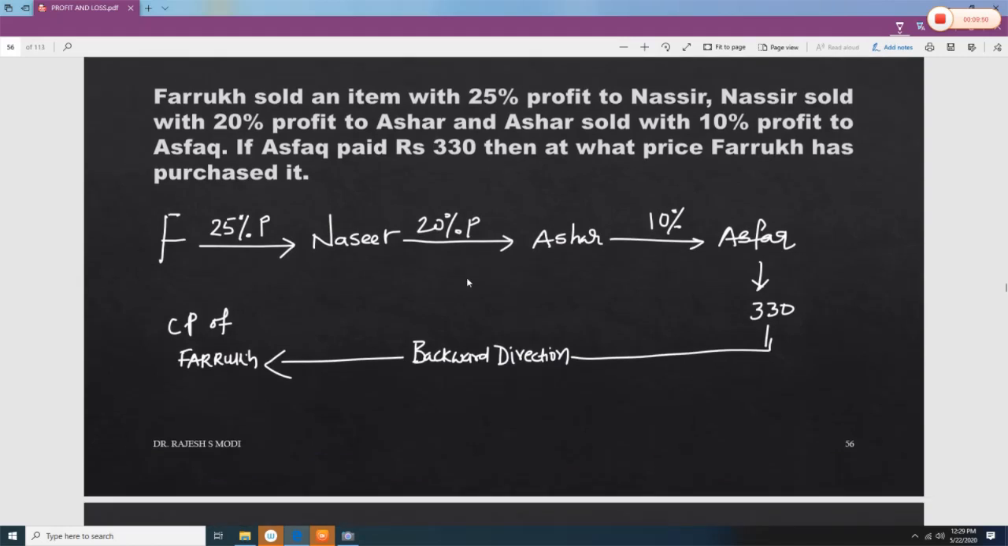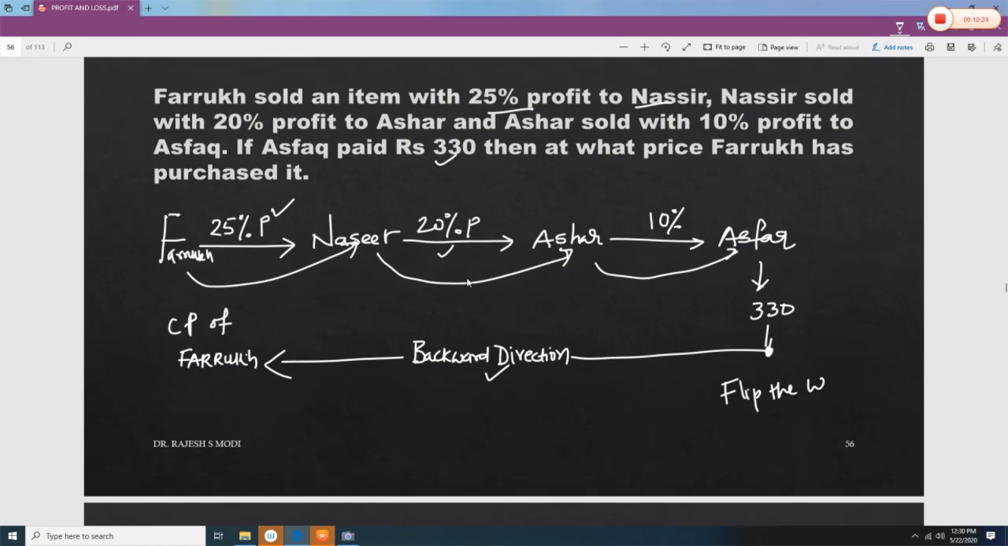Next, Farooq sold an item with 25% profit to Nasir. Nasir sold with 20% profit to Asar. Asar sold with 10% profit to Asfaq. And Asfaq purchased at 330. Now from Asfaq's value, we have to find out the CP of Farooq. So it's a backward direction, so you have to flip the whole value.